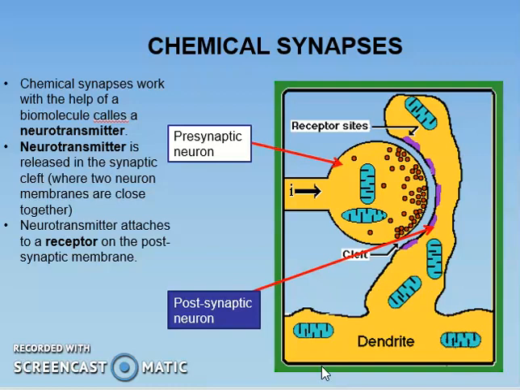Now the chemical synapses. Chemical synapses work with the help of a biomolecule which is called a neurotransmitter. Transmission in the nervous system is possible by them. So these are simply biomolecules.